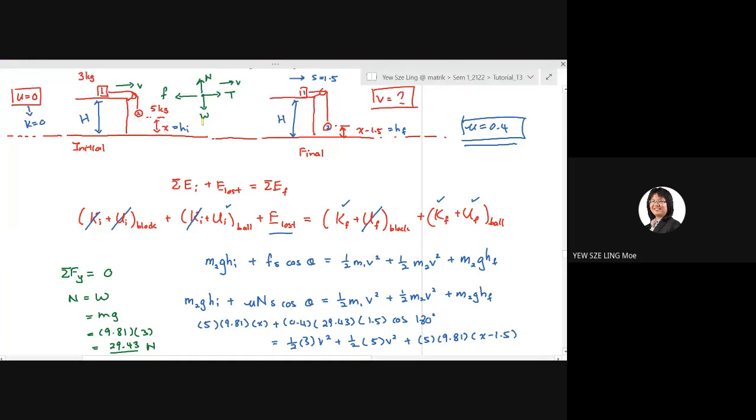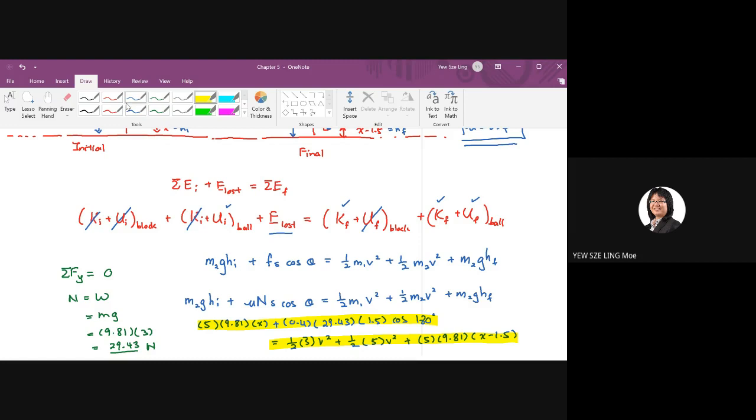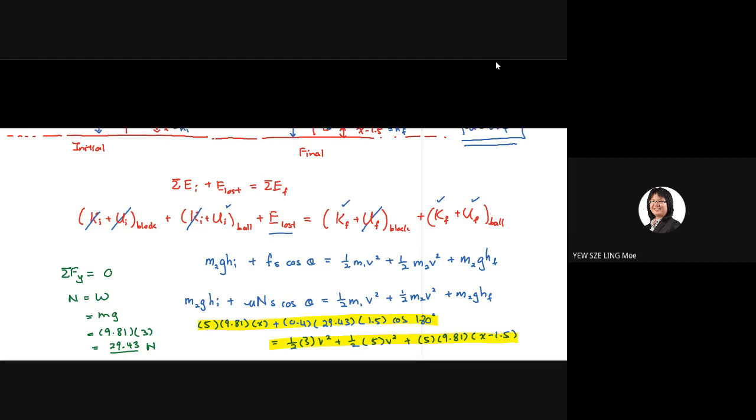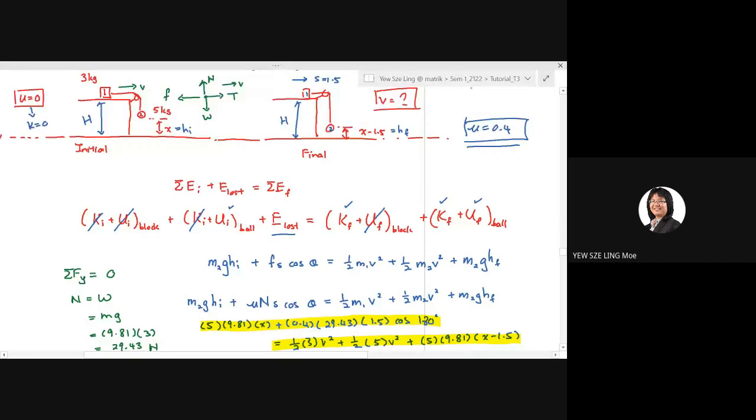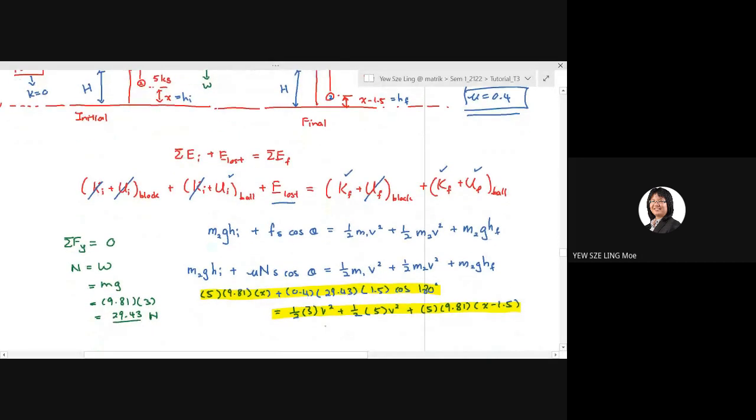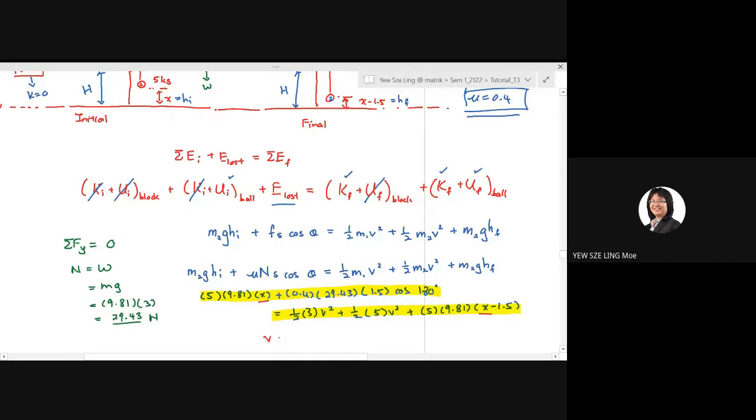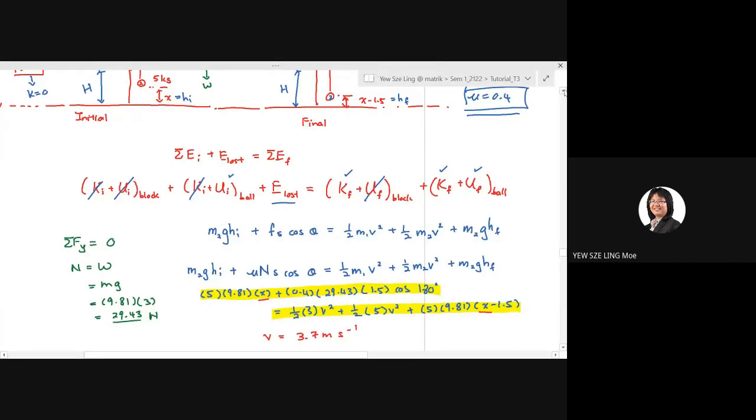Once you reach this step, basically you are done, you've got the answer already. Even though it seems like you have two unknowns in this equation, v and x, after you rearrange it you should be able to reduce the unknowns to 1. The x on the left-hand side and the x on the right-hand side cancel out with each other. So eventually you will get v final equals 3.7 m/s. You try to solve it.